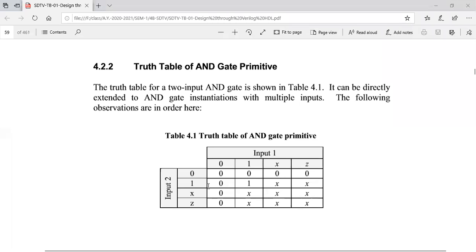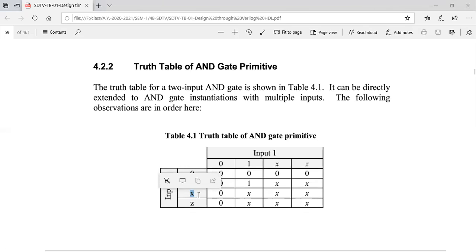So for 0 and X, it is 0. This is clear. But if it is one of the unknown inputs, one is an unknown input and the other one is 1. So if it is 1, then automatically the value present here will come here. If it is 0, automatically it is 0. If it is 1, it is 1. That's the meaning of unknown, right?